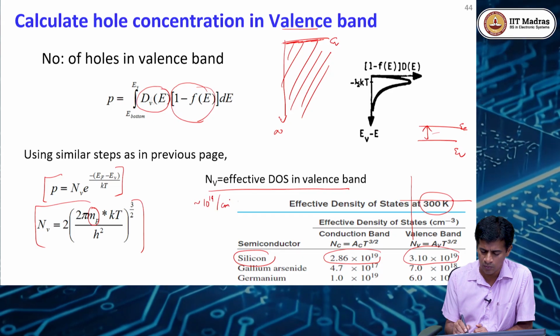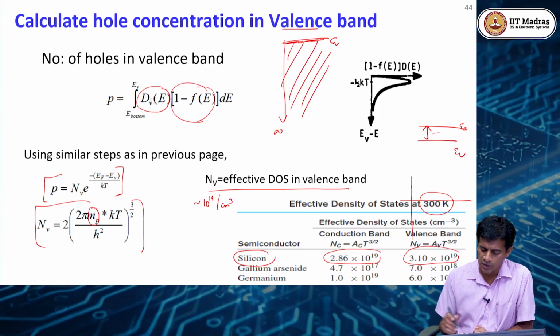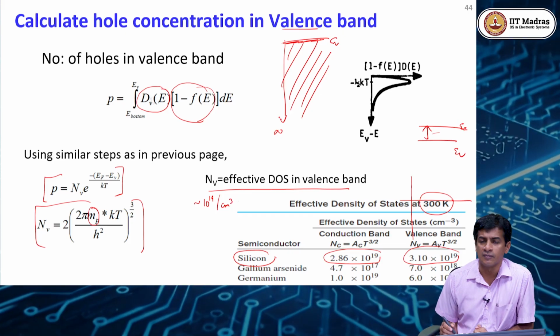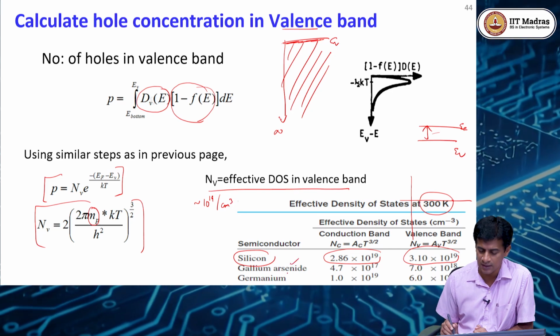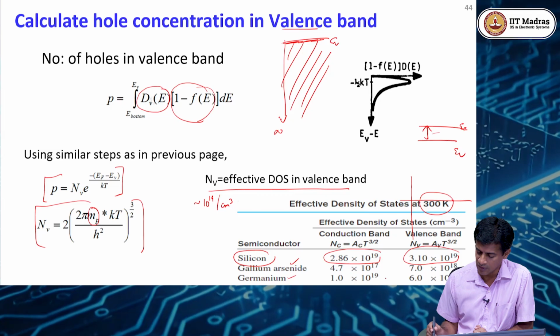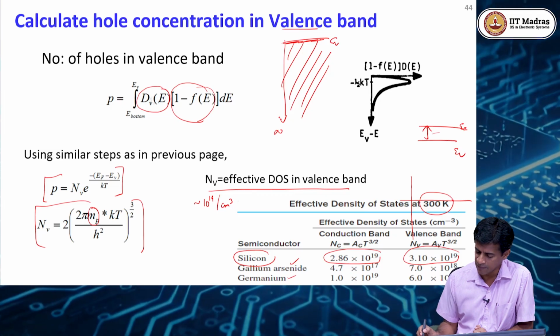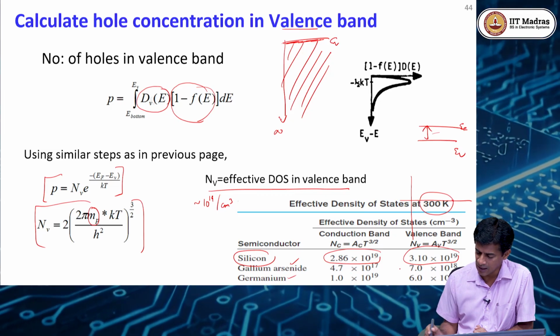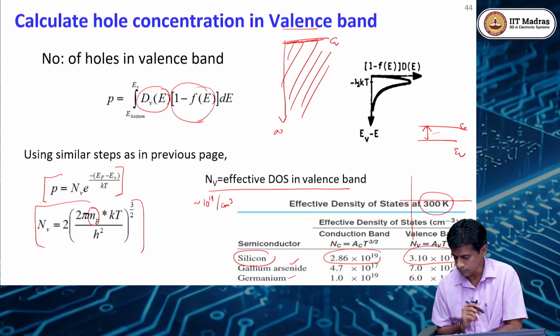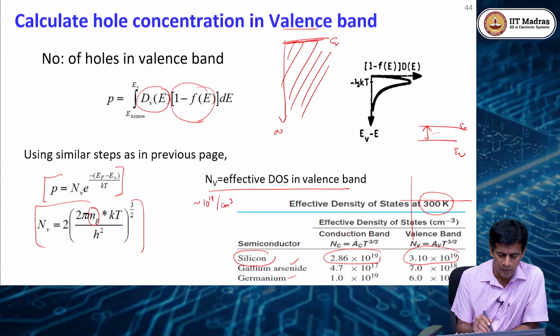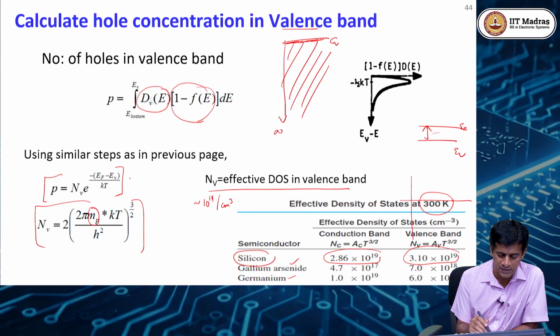per centimeter cube. And these are some values for other materials, for example, gallium arsenide and germanium. For silicon and germanium, they are roughly in the same range. Gallium arsenide may be around one order lower. So you need to remember at least this expression.